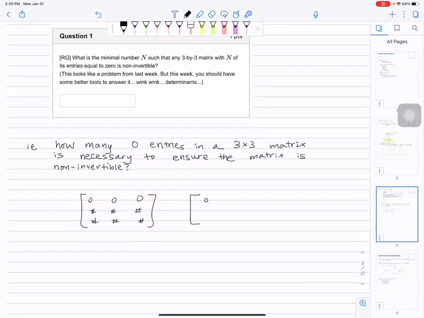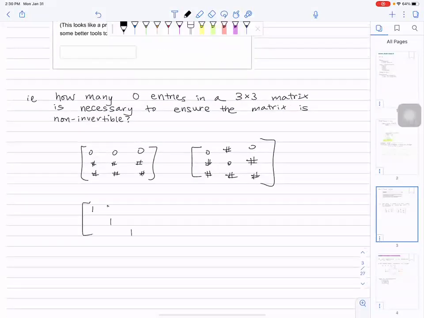But if you have zeros in other places, like some random zeros, then it might still be invertible. It's possible, right? Like if you had something like this, there's 3 zeros, but this is still invertible. So the question is, how many zeros do you need to guarantee that no matter what you do, it has to be invertible? If you think of the simplest matrix, we know the identity matrix is always invertible no matter what. Right there, there's already 1, 2, 3, 4, 5, 6 zeros. So this is invertible.